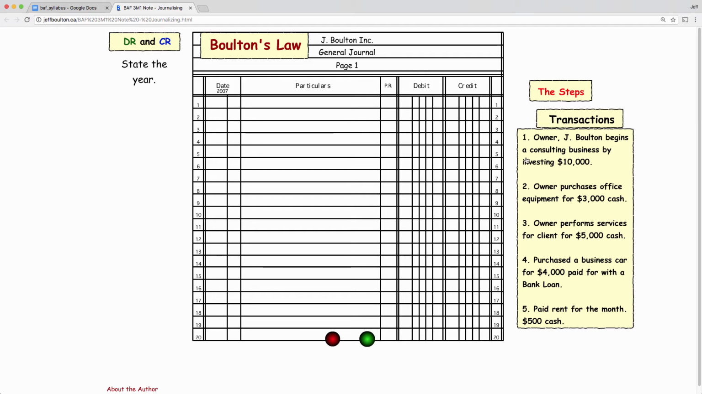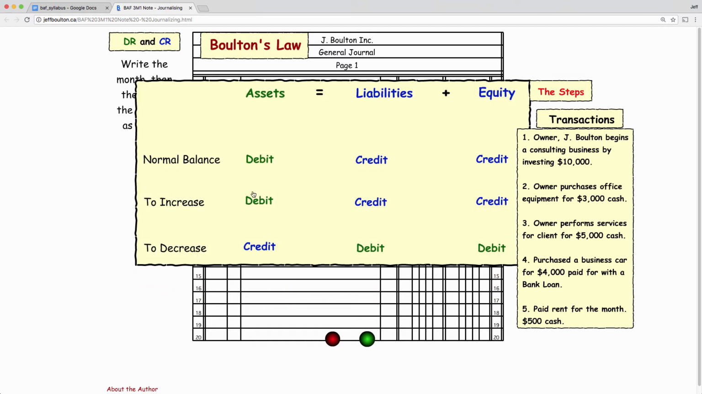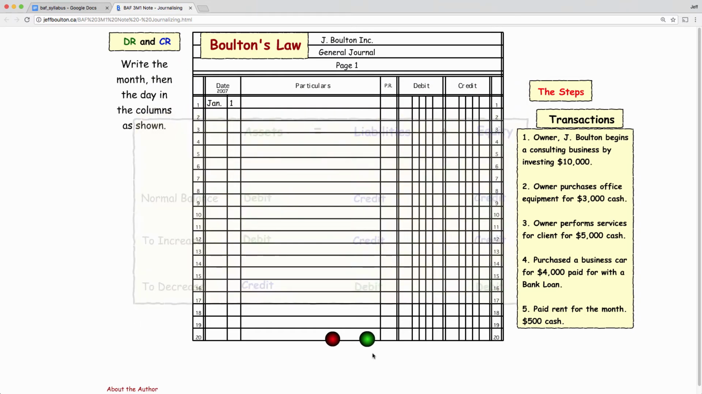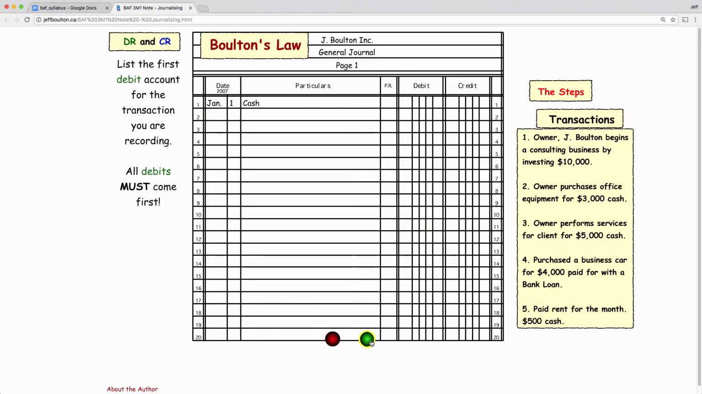So the owner begins a consulting business by investing $10,000. And just as previously, we decided we were going to have more cash and we're going to have more equity in the business. So we enter the date, and this was the first. So we'll just say it's January 1st because I didn't put a month. So on the first, we have more cash. Cash is on the left side of the equation. It's an asset. So a debit entry is going to make cash go up. So we debit cash $10,000.